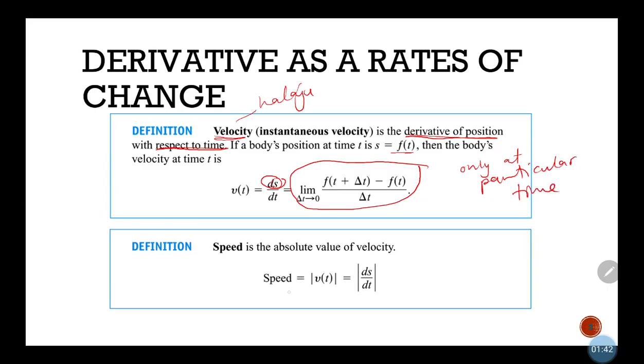However, speed is the absolute value of velocity. Speed is also laju, which is for all times.